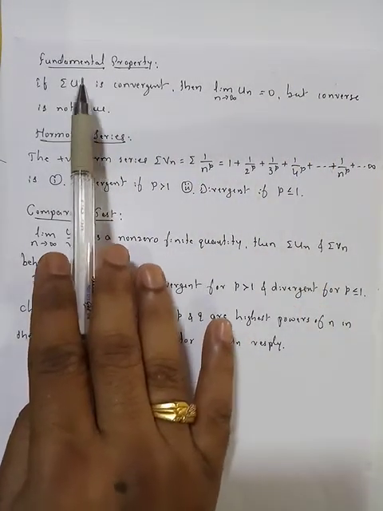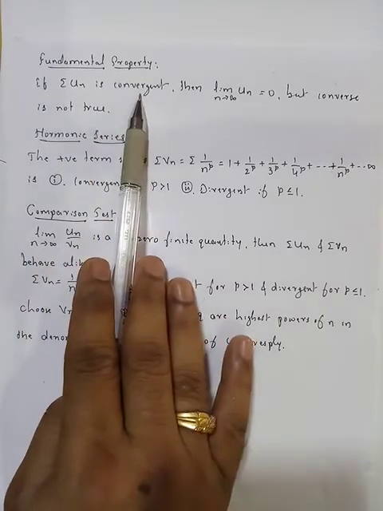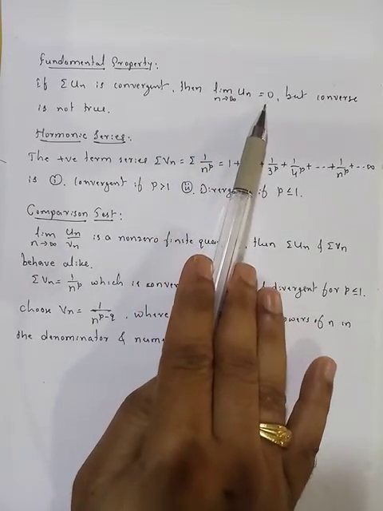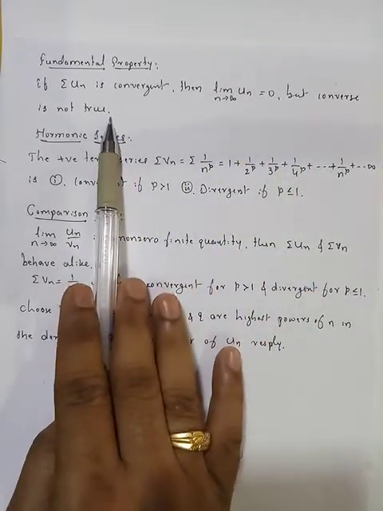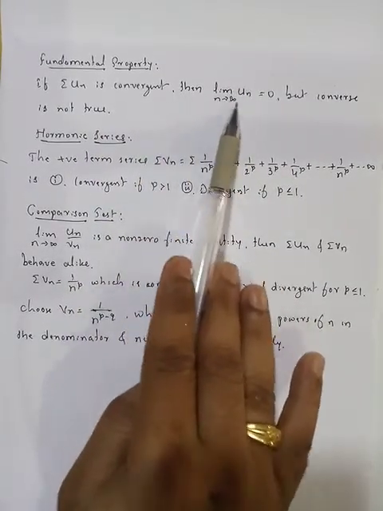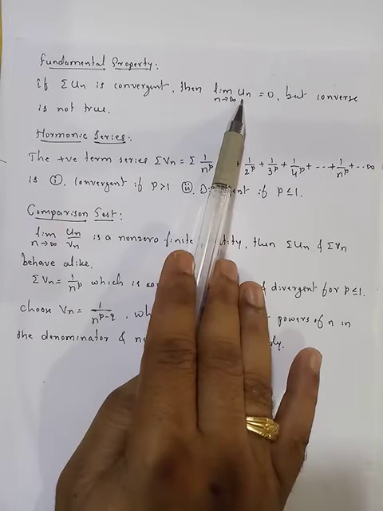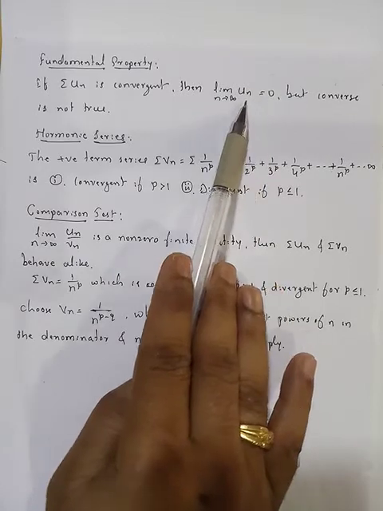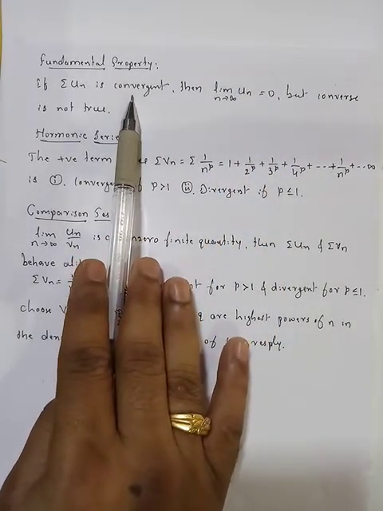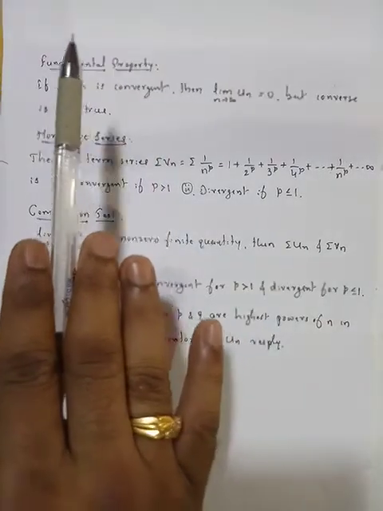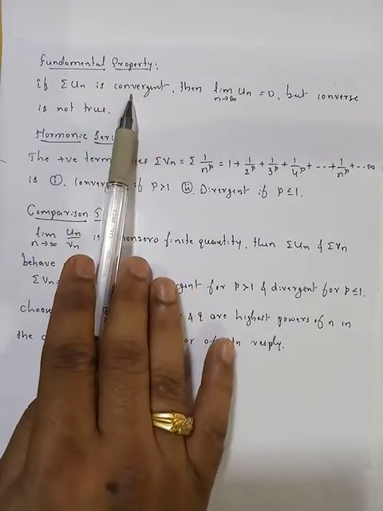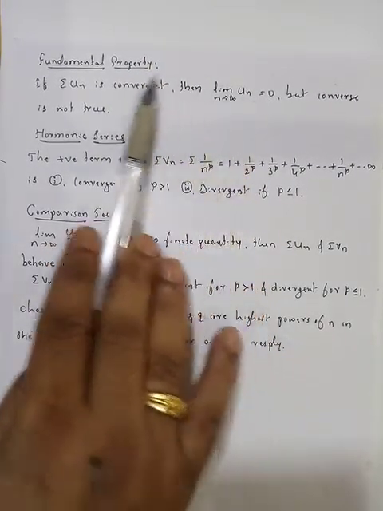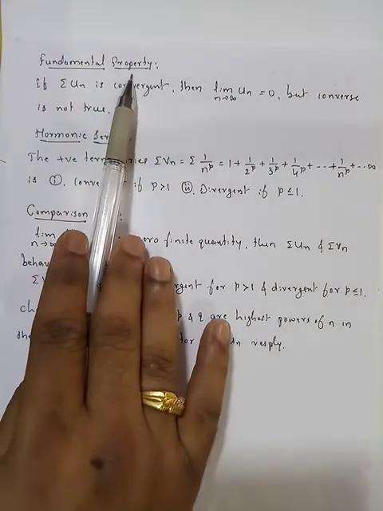Whenever this infinite series is convergent, the value of this limit must be 0. But the converse is not true. It means if you take any function of n and put n equal to infinity, and the value becomes 0, the series may not be convergent. But for any infinite series, if we say that it is convergent, this limit must be 0. So this is called the fundamental property.